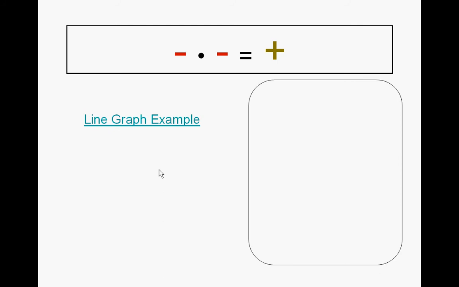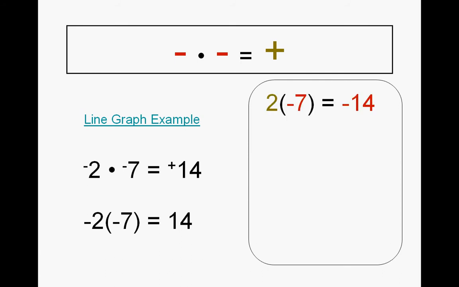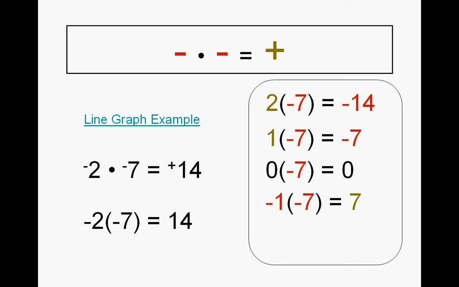All right, so that's a line graph example. And the same thing, if we have negative 2 times negative 7, we're going to get a positive 14, making sure that you put it in parentheses to show multiplication. And here's where we can show why it's going to end up being positive. The same thing we just showed on that line graph, you can recreate just using a series of equations. And so here you have it at the end, negative 2 times negative 7 is a positive 14.